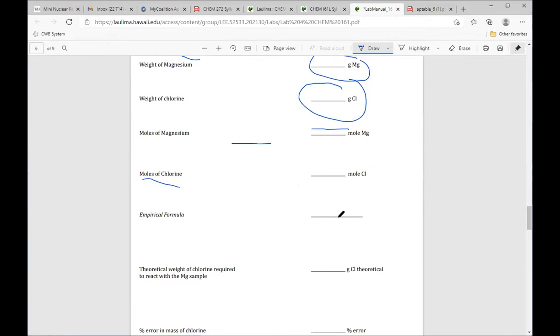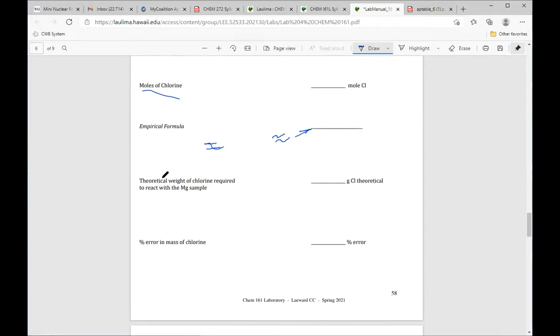And you could write what it is, roughly, approximately. So you could write what it is actually, right? And then you say, oh, it's supposed to be this, right? You know what it's supposed to be. And then you're going to calculate, this is one different, the theoretical weight of chlorine required to react with the magnesium. I'm going to help you do this one right now. So the theoretical weight.